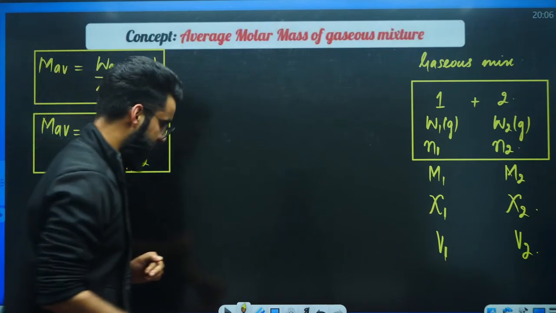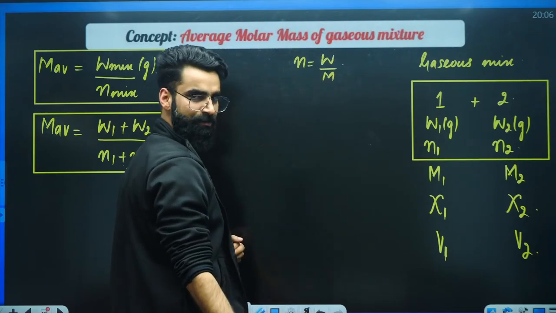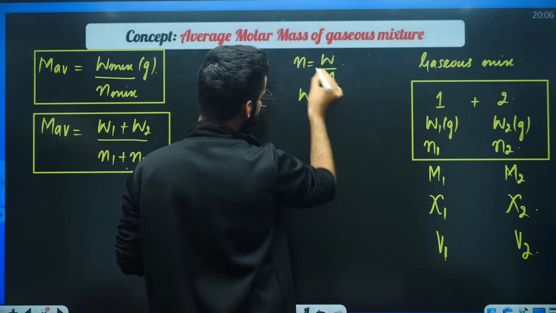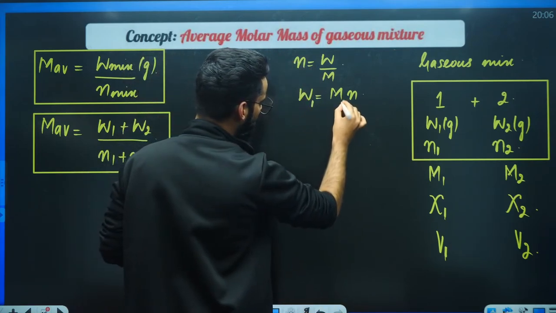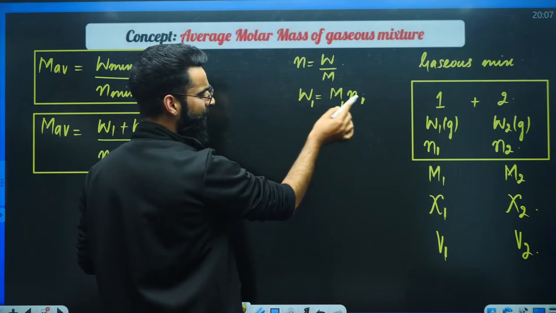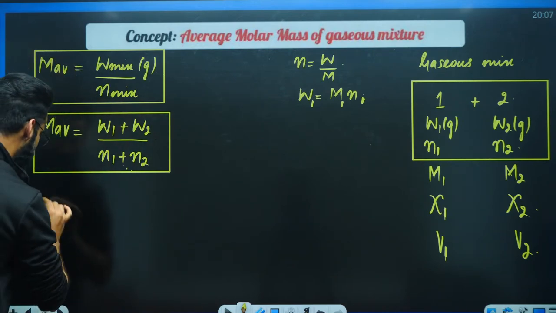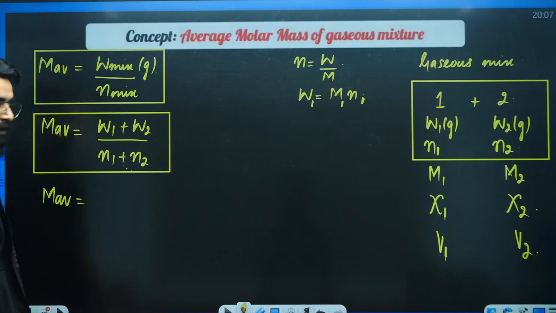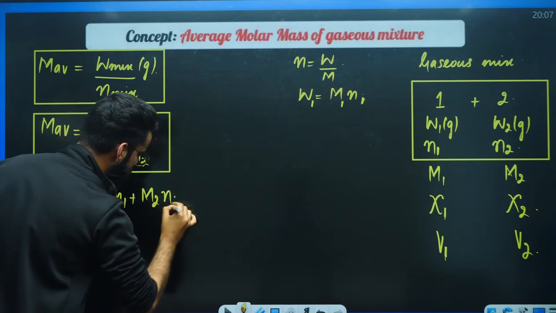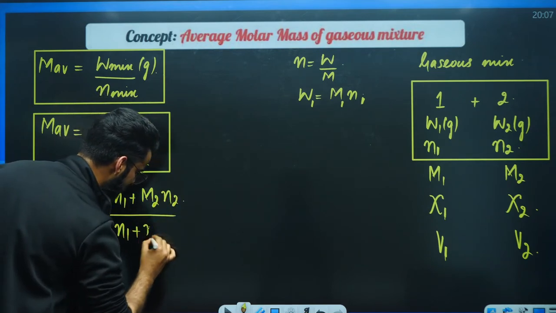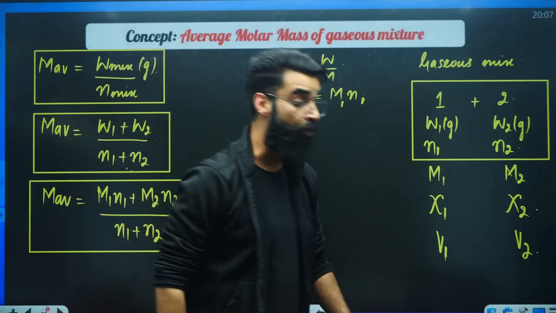At the same time, how do we calculate moles? Moles is equal to given mass in grams divided by molar mass. So if I want to calculate W from here, can I say W is equal to M multiplied by N? W1 is equal to M1 N1, W2 is equal to M2 N2, W3 is equal to M3 N3, W4 is equal to M4 N4. So I can make one more result over here. Instead of W1, you can write M1 N1, instead of W2, you can write M2 N2, divided by, in the denominator, N1 plus N2. This is one more result by means of which you can calculate the average molar mass of the gaseous mixture.